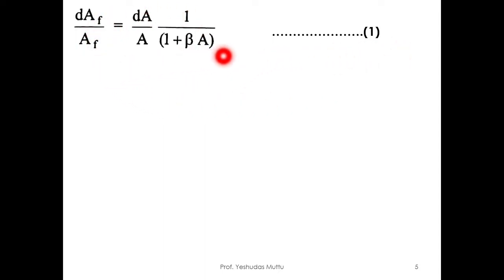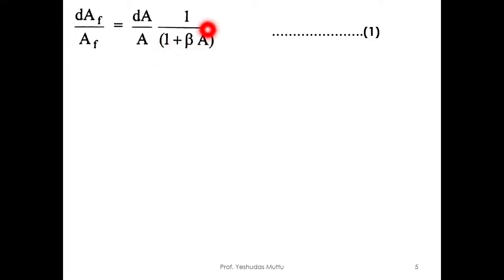Now this is a very important equation. What is this term? It is dAF by AF, which tells me the change in the gain with feedback. This is dA by A, which tells me the change in the gain without feedback. And there is one factor which is affecting this particular term. From this equation I can conclude that your change in gain with feedback will be less as compared to that of change in gain without feedback.